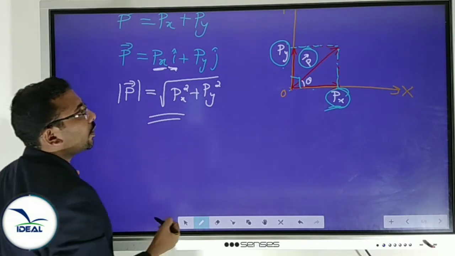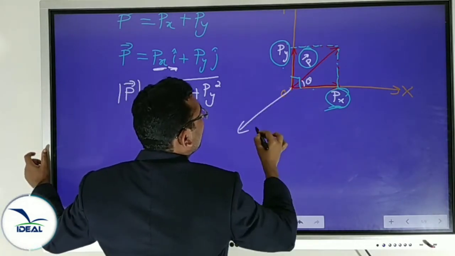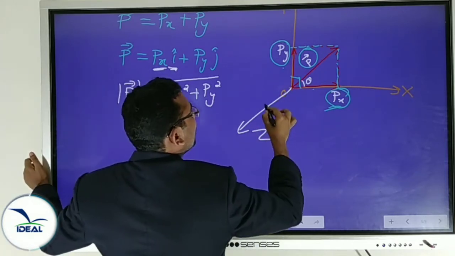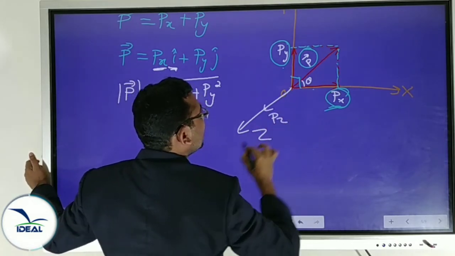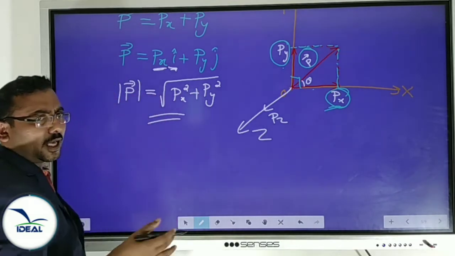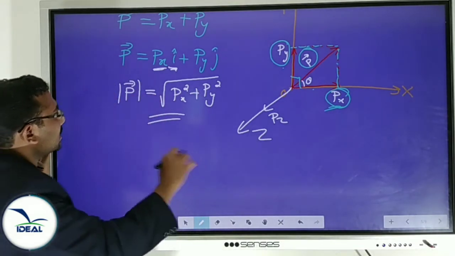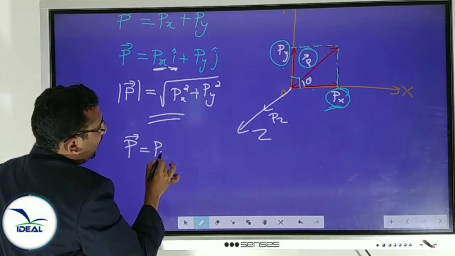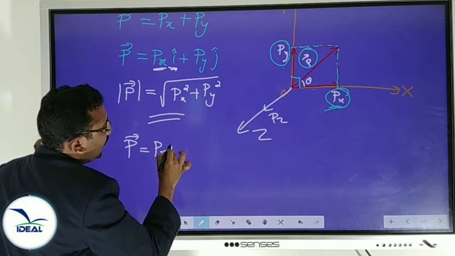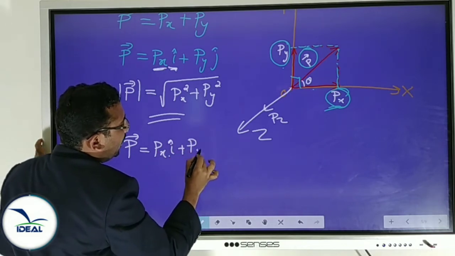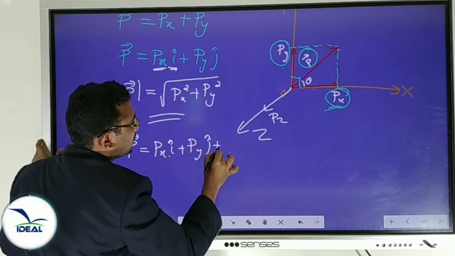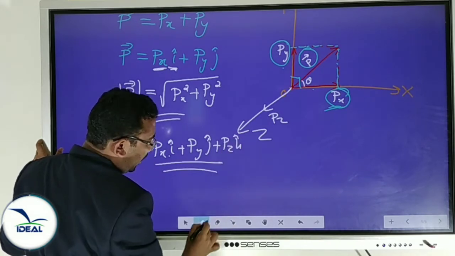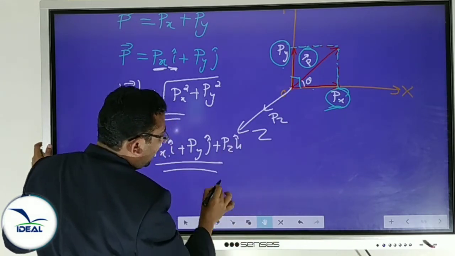If we have one more component in the z axis, that is pz, then we can write in 3 dimensions p equal to px i cap plus py j cap plus pz k cap. We can write any vector in this method.